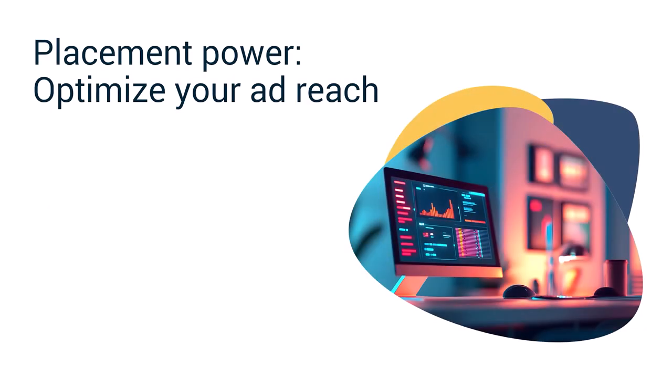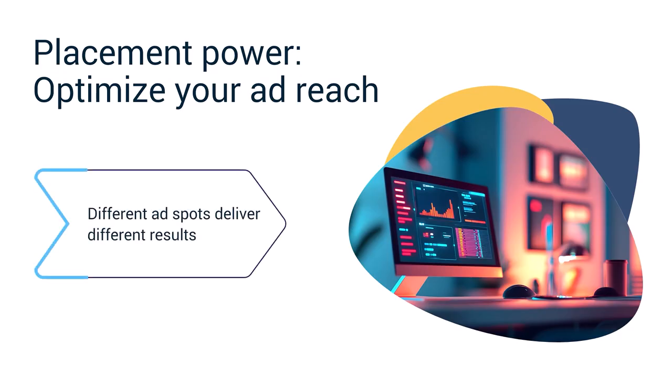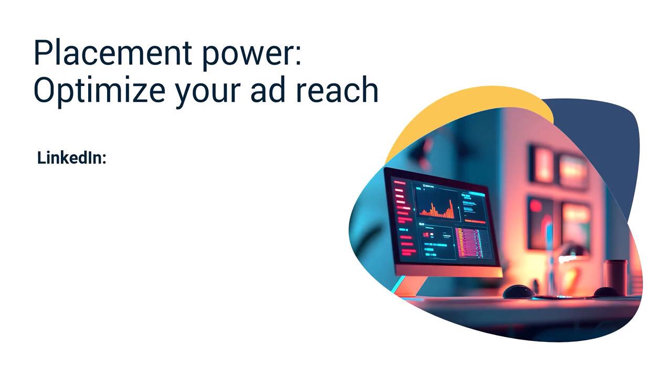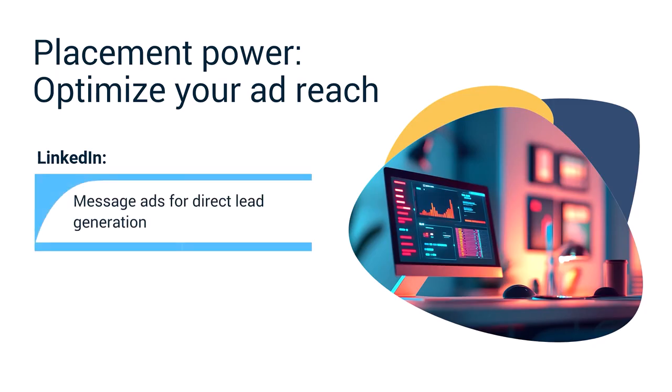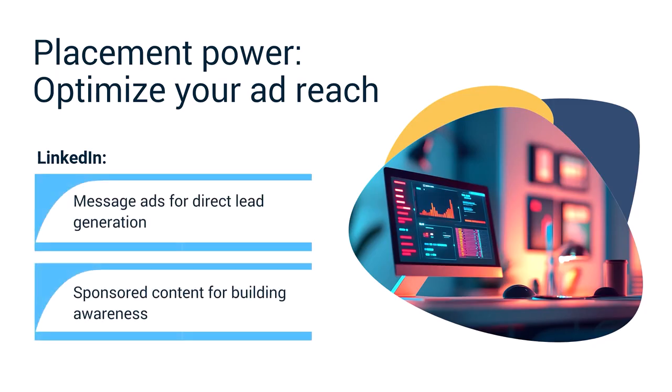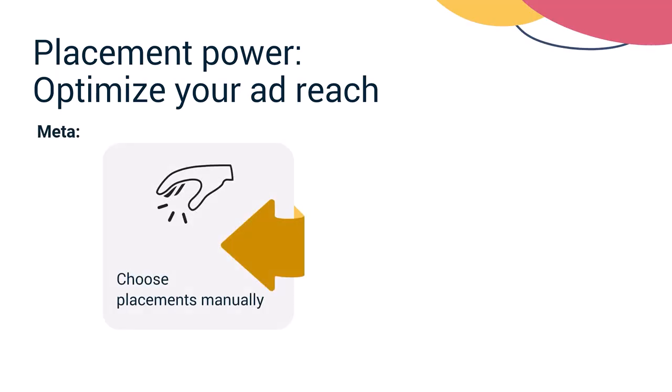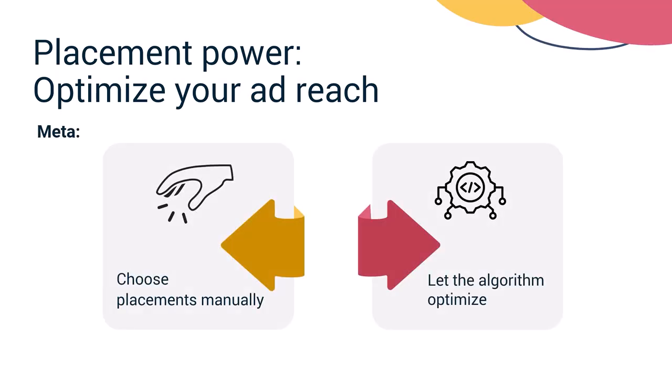Next is placement matters. Different ad spots perform differently depending on your goals. For example, LinkedIn message ads are great for direct lead generation, while sponsored content builds awareness. On Meta, you can either choose placements or let the algorithm decide. Test various placements and shift your budget to the winners.